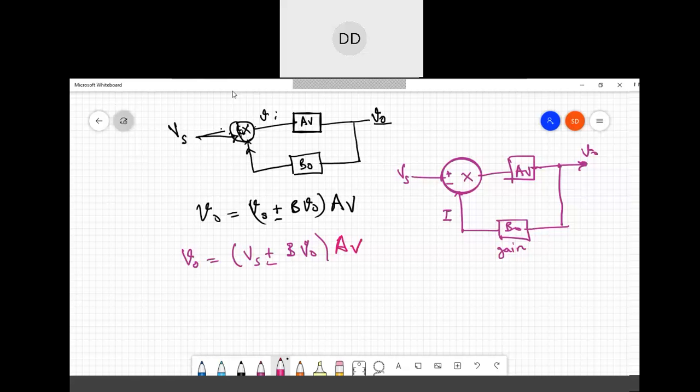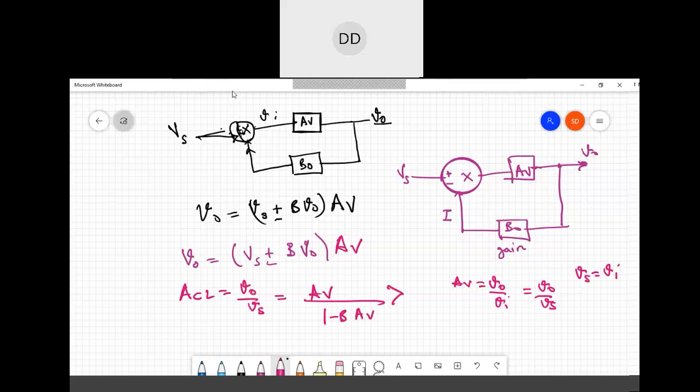Now, if you clearly notice, one more thing is that AV is equal to V naught by Vi, which is equal to V naught by Vs. In other terms, you can write Vs is equal to Vi. If you substitute this and solve the equation, you will get the closed loop gain, V naught by Vs, as AV over 1 minus B AV. This gain is greater than the open loop gain, because the denominator is less than 1. This is the case for positive feedback, where you take the plus value.